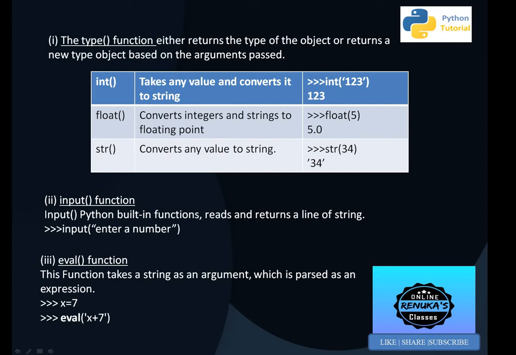The type function either returns the type of the object or returns a new type. For example, str takes any value and converts it into string. int takes any value and converts it into integer. Then float takes an integer and converts it into floating point. Then comes input. As we have discussed in earlier sessions, input is used to read and return a line of string. The eval function takes a string as an argument which is passed as an expression.